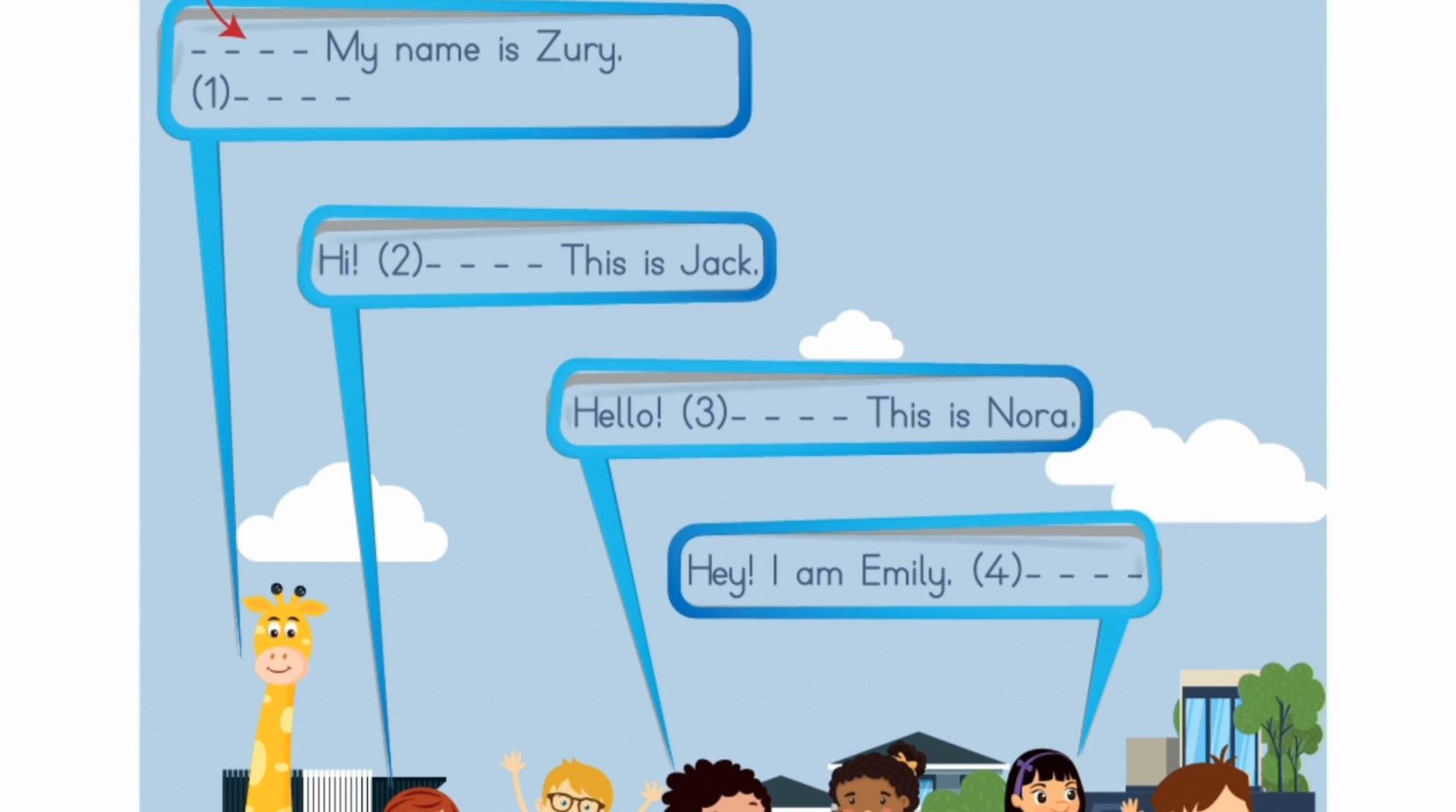Track 2.1. Zury is meeting some children and making new friends. Listen and draw lines. There is one example. One of these statements is extra.